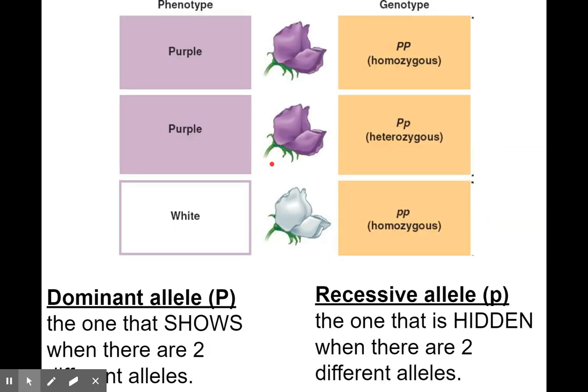Okay, this is just kind of showing it again. The dominant allele is the one that shows when there are two different alleles. And the recessive allele is the one that's hidden when there are two different alleles. So if you're purple, you can be big P, big P. If you're purple, you could happen to be big P, little p. But if you're white, it's going to be little p, little p, your flower.